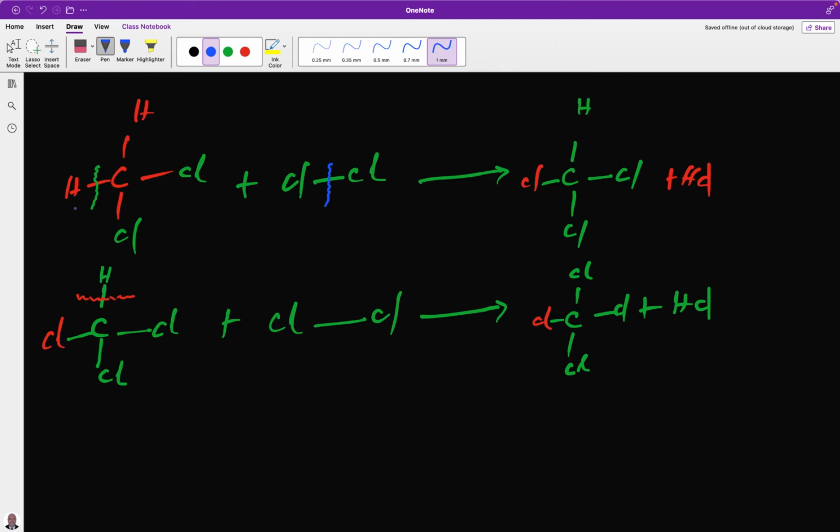When the C-H bond breaks, the chlorine molecule will break into two. Now, one of the atoms combines with the hydrogen here and becomes hydrogen chloride. Then one of the chlorine atoms substitutes the hydrogen that was taken away from here. It becomes now what? Trichloromethane.